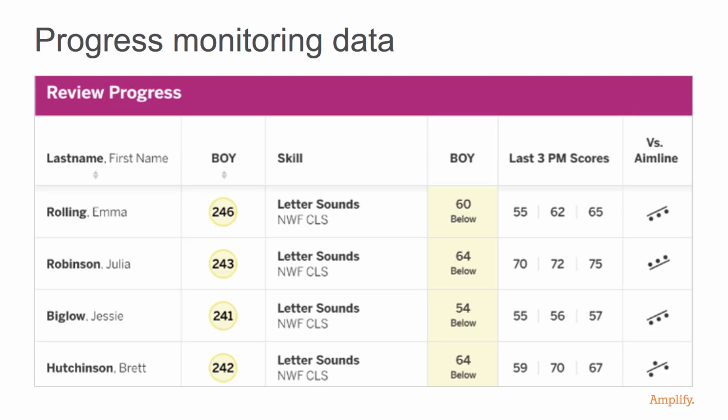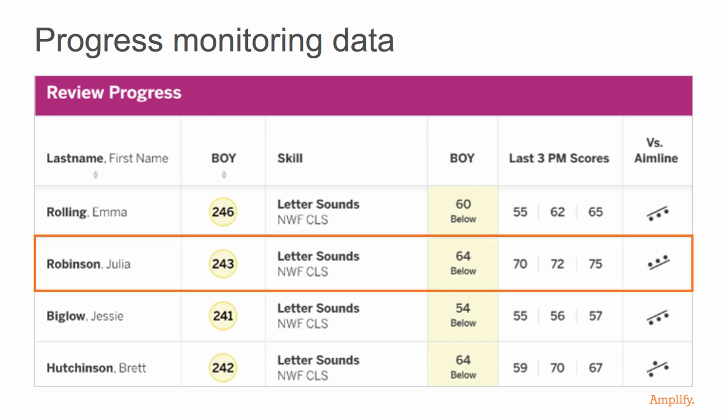Ms. Jacobs will also be able to look at a progress monitoring report. Here, she can see how students are performing between benchmarks. Notice that 3 students still need support with letter sounds, while one student, Julia Robinson, is making progress with letter sounds.